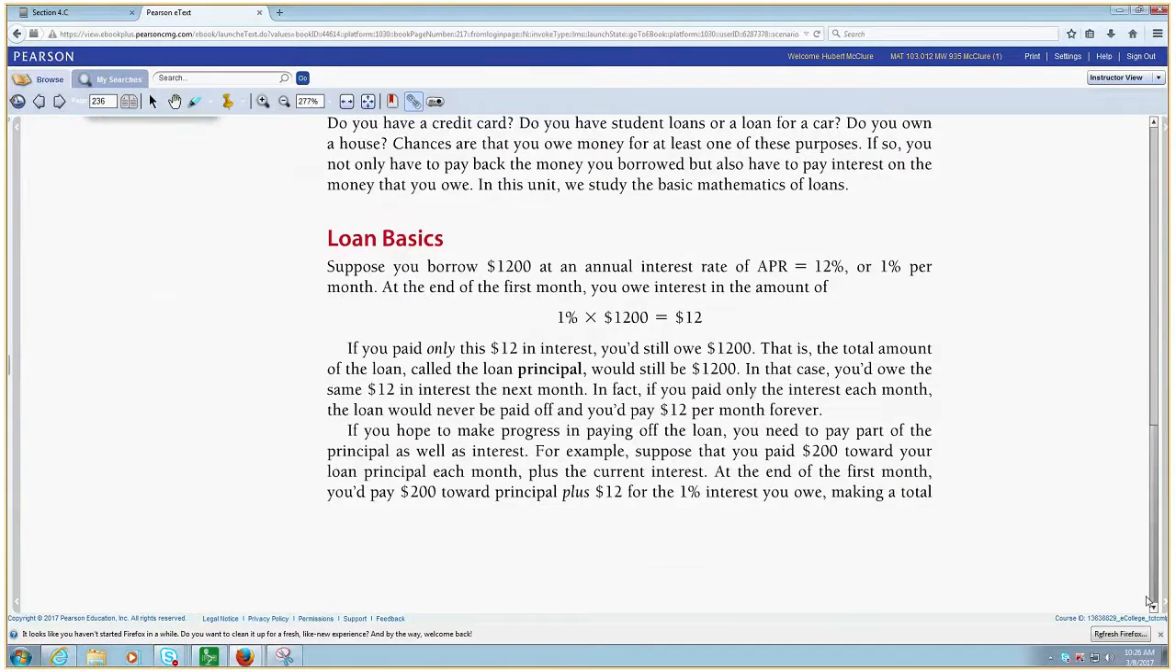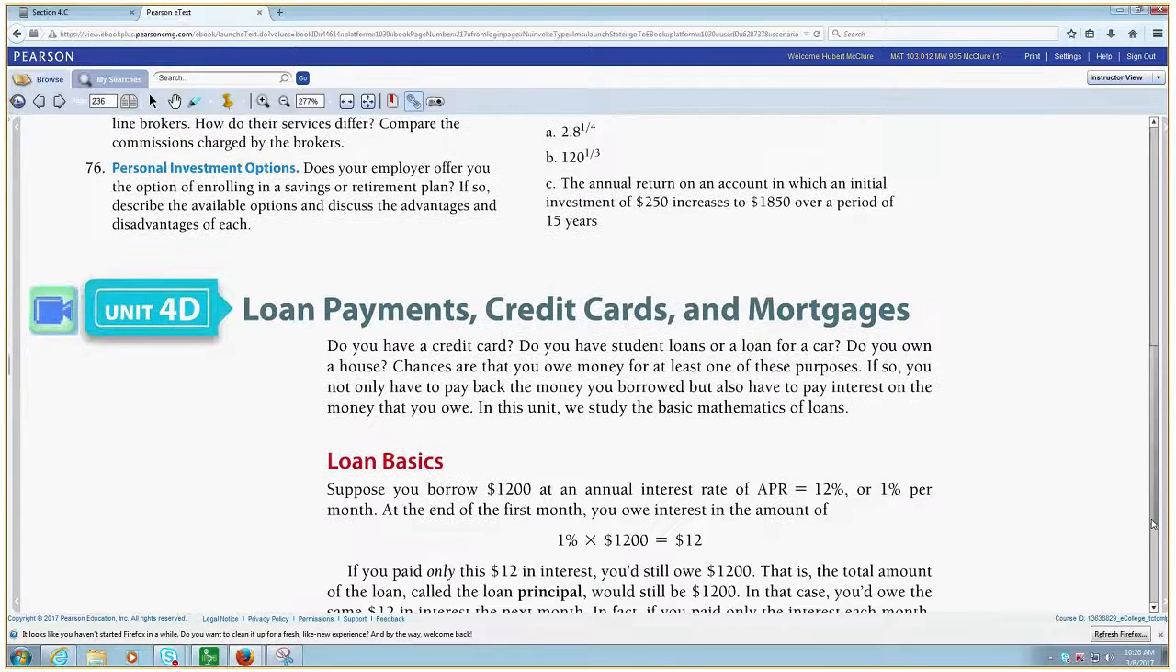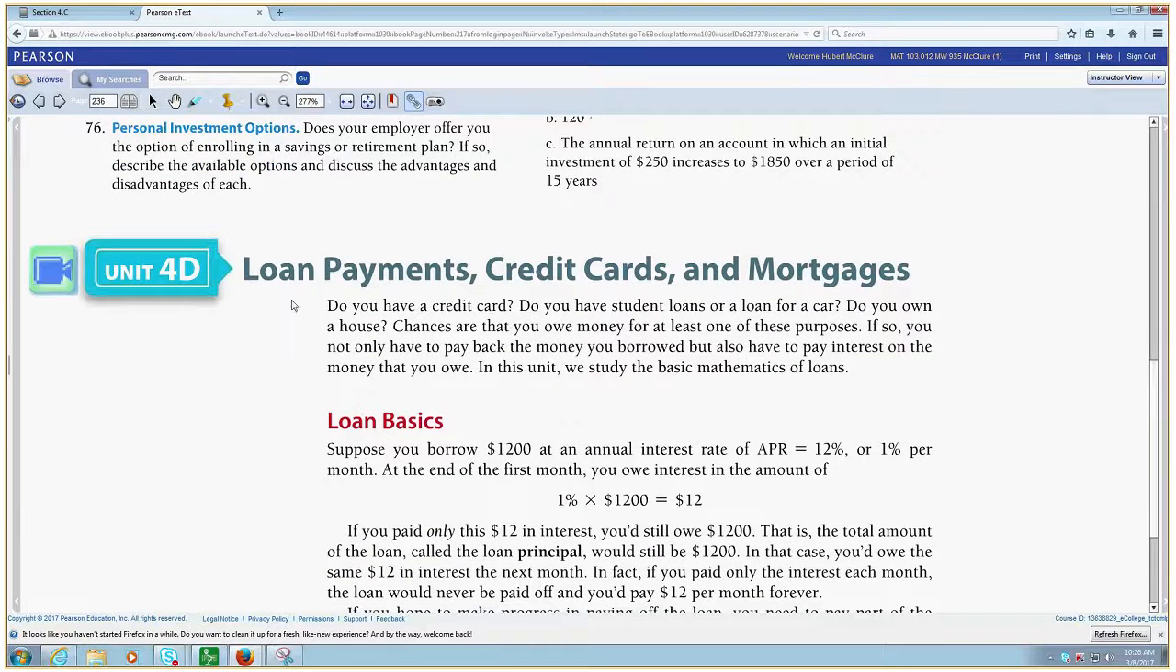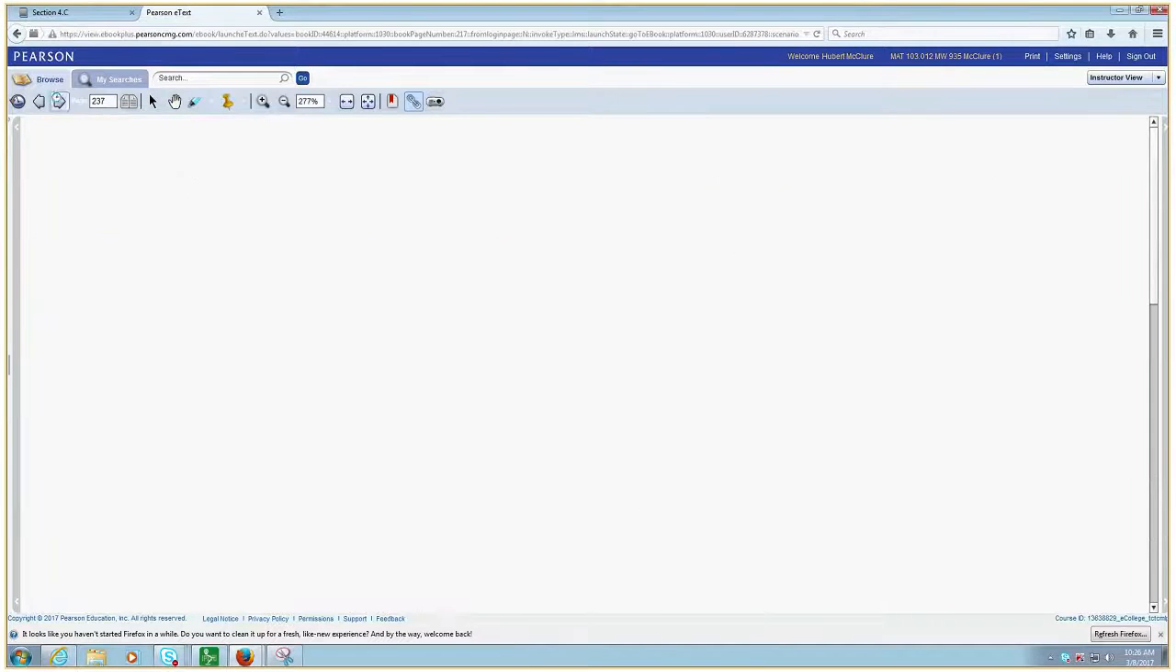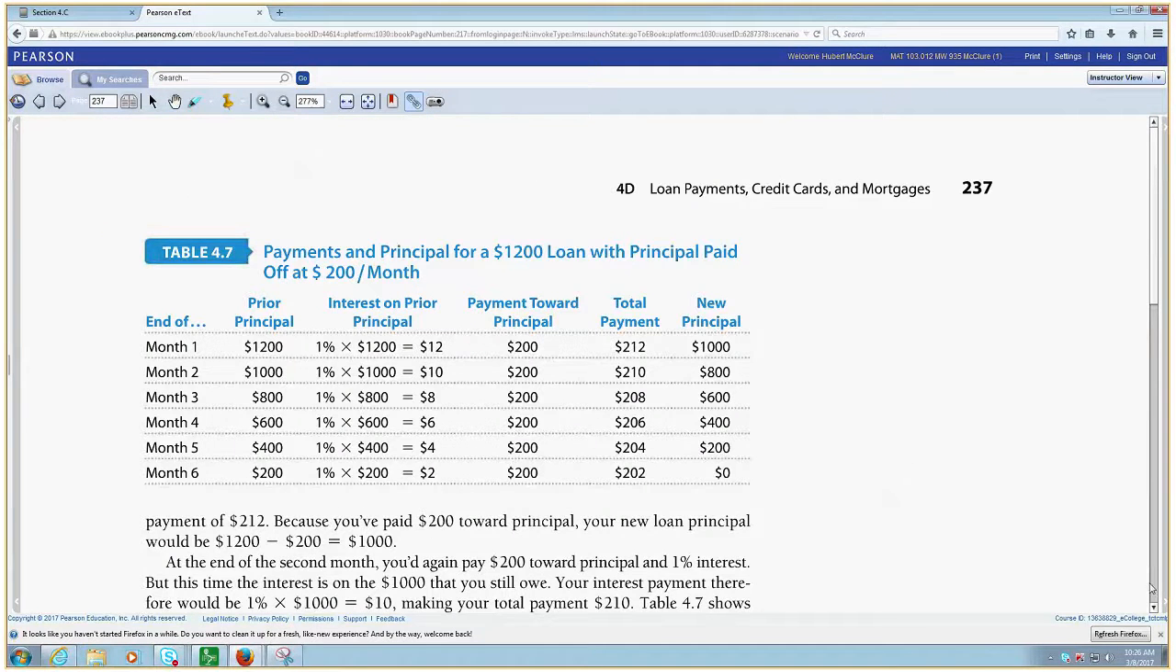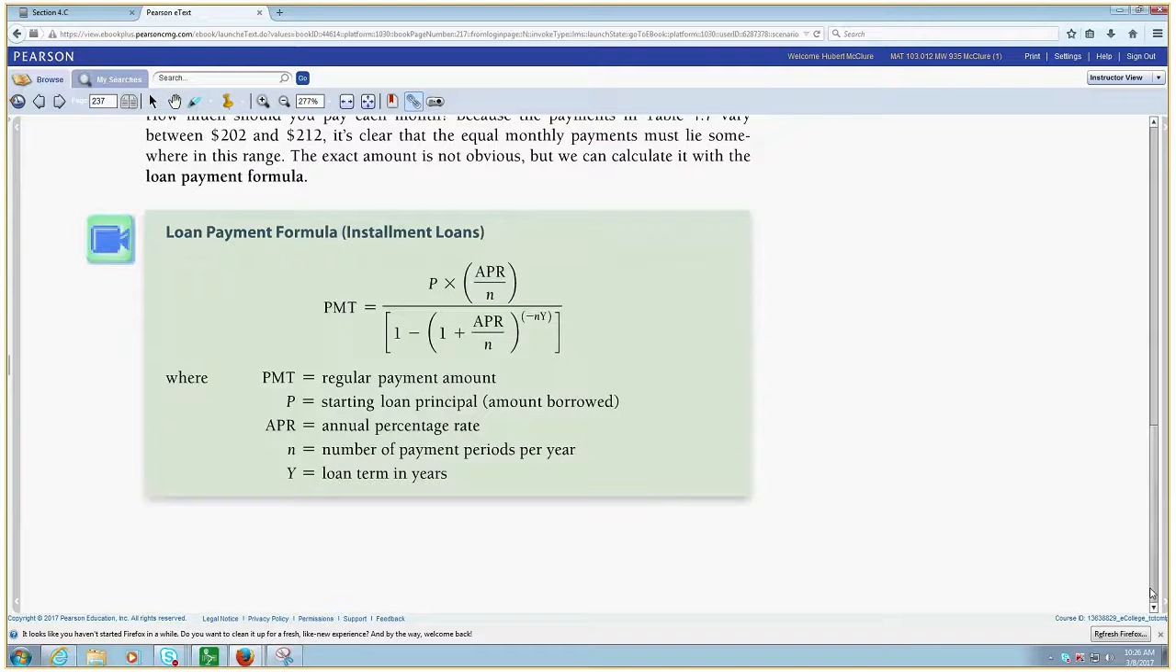Yeah, there we go. The three things that people get sick over: loan payments, credit cards, and mortgages. And they should have a nice little formula in a box. There it is. Now, there's only one thing different that I do with this formula. I don't like the negative exponent.